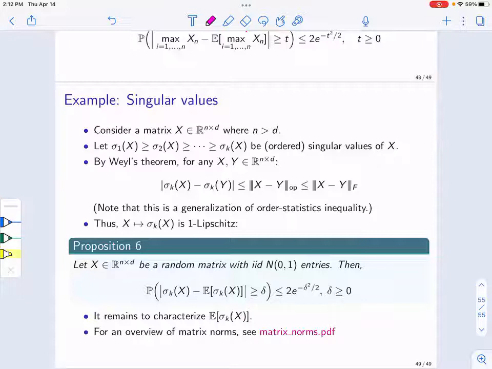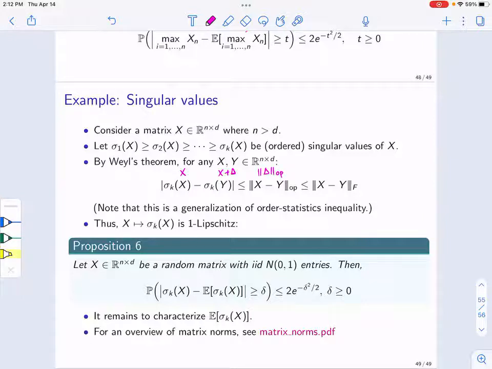It tells you something about the perturbation of the singular values, or perturbation of eigenvalues for symmetric matrices. So if you have two matrices and you look at the difference of the singular values, it's bounded by the operator norm of the difference. Another way of writing this is that I have, for example, x here, and then y is x plus delta. So you perturb x a little bit, you want to see what happens to the singular values. And this is saying that the difference of the singular values is bounded by the operator norm.